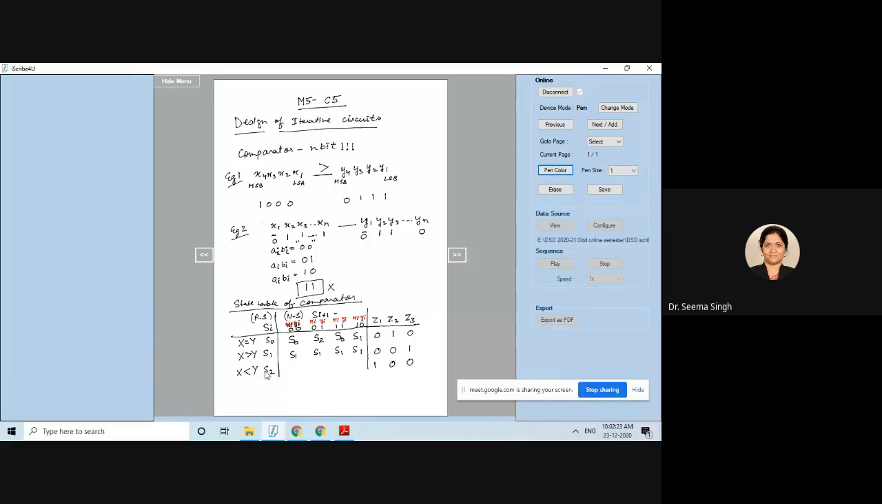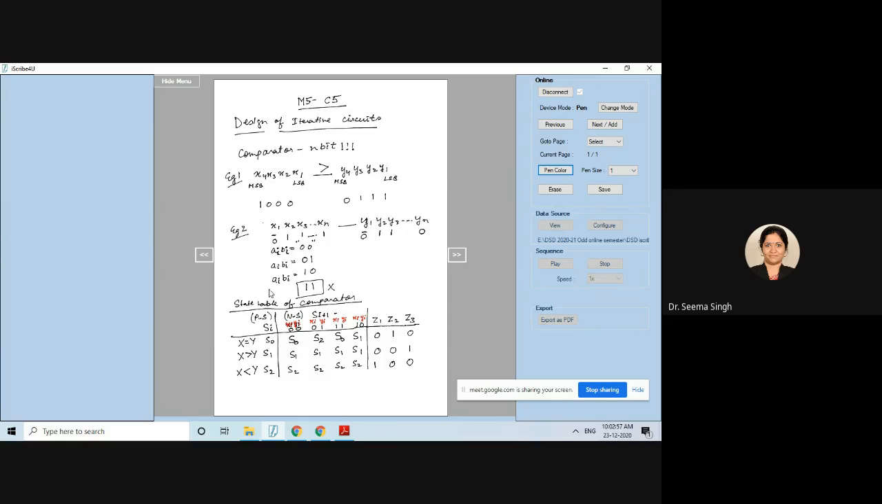Same way for S2, what happens? My y is higher than x based on certain MSB, whichever MSB it be. And when MSB says that y is higher, like in this case only example 1, now no LSB can play any role and it will remain in S2 state, which says that Z1 will be high and your y is greater than x.